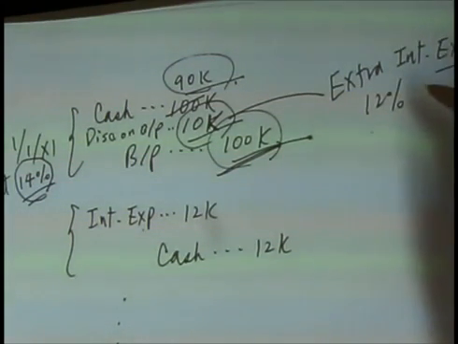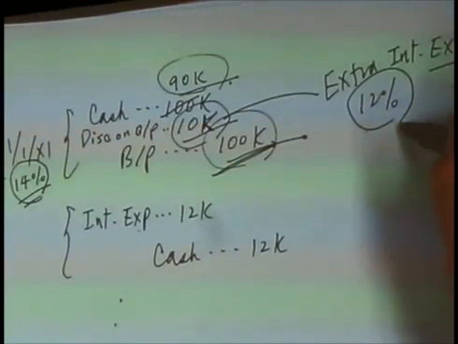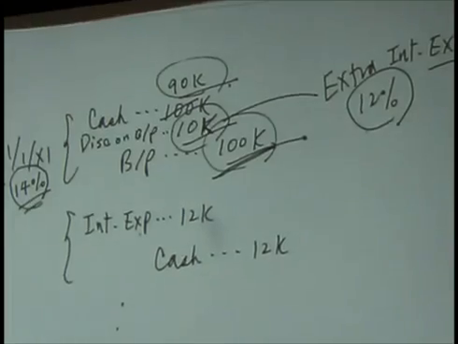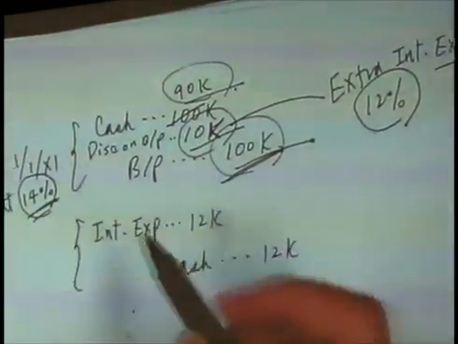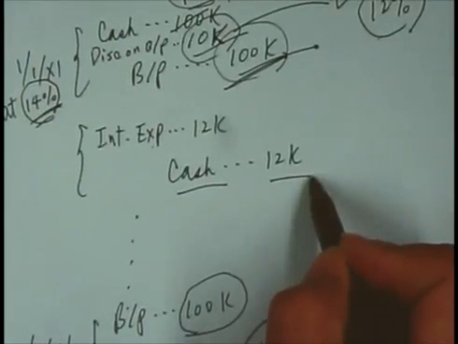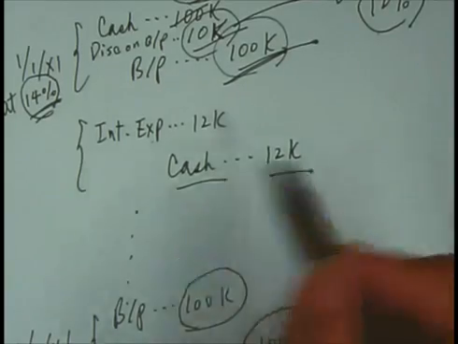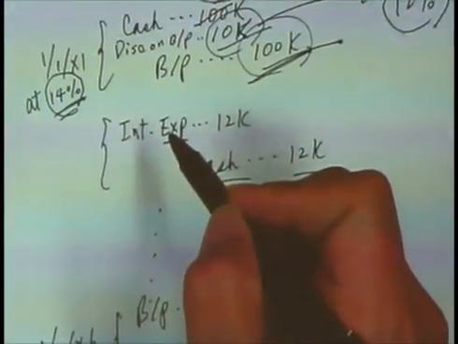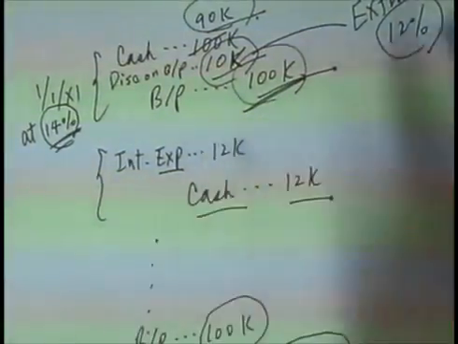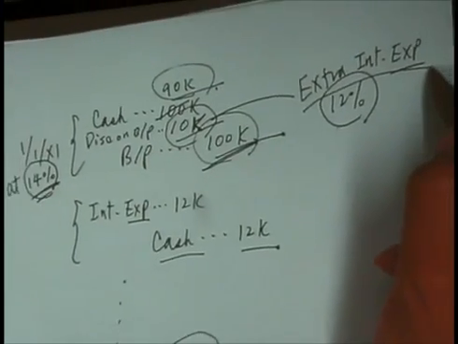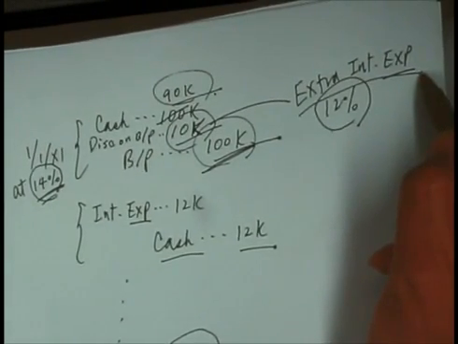But in terms of the cash interest payment, how much? 12,000. 12%. So at 14%, cash, how much do we have to give? 12K. Then interest expense has to be more than 12K because of the extra interest expense. How much more?